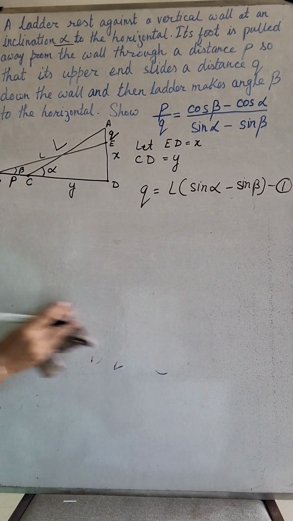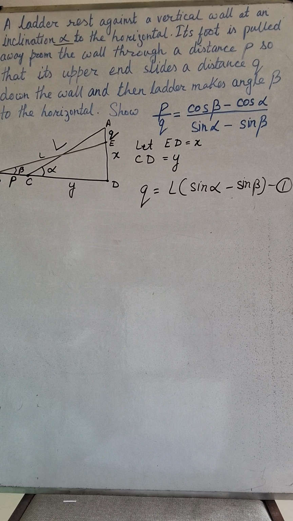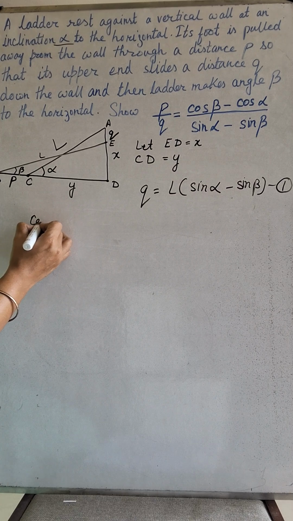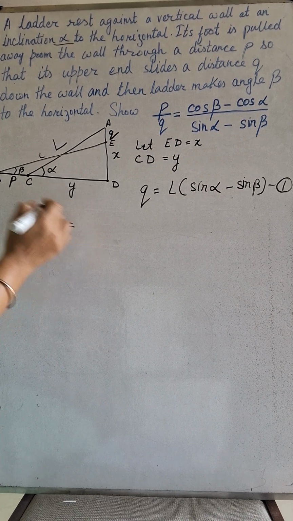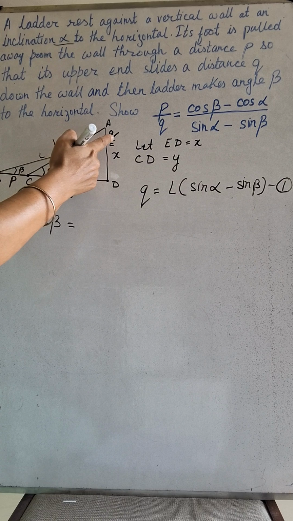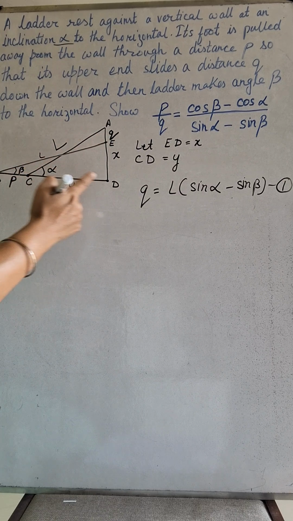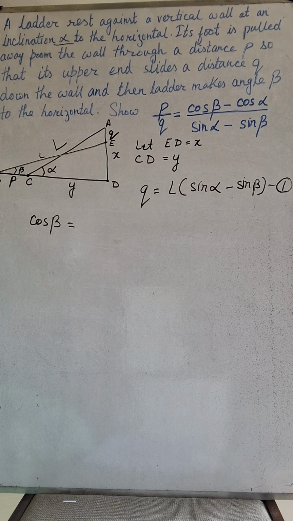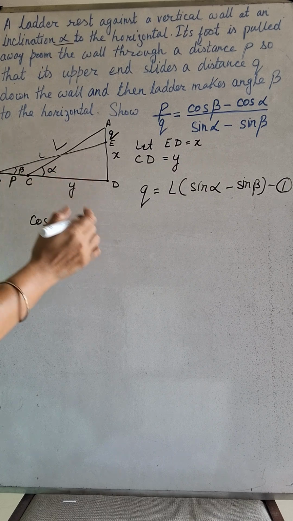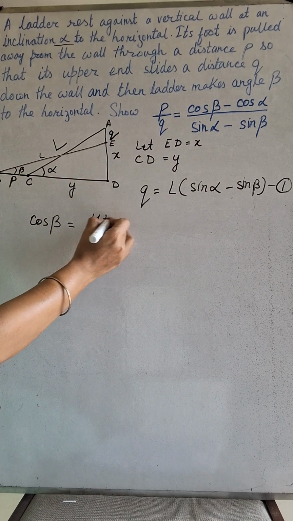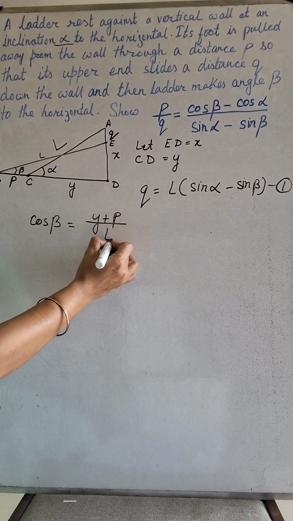Exactly in a similar way you can do it for p. Do it with me. Now we have to do for p, and it is in cos relation. So we will take the cos relation only. So cos beta. You have to take triangle EBD. So cos is adjacent side by hypotenuse. Adjacent side is how much? y plus p by L.